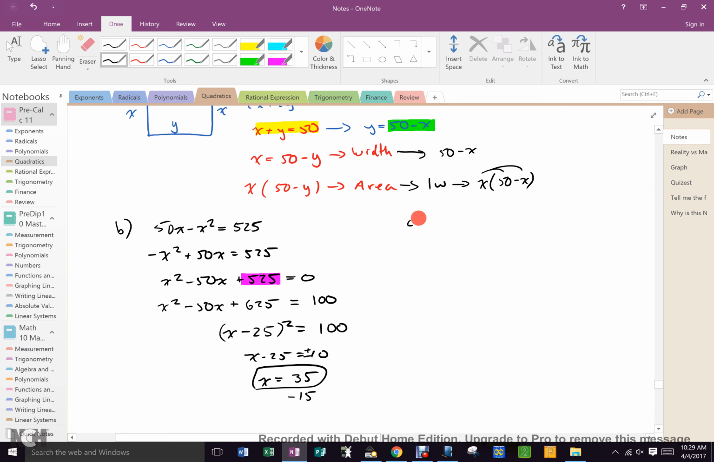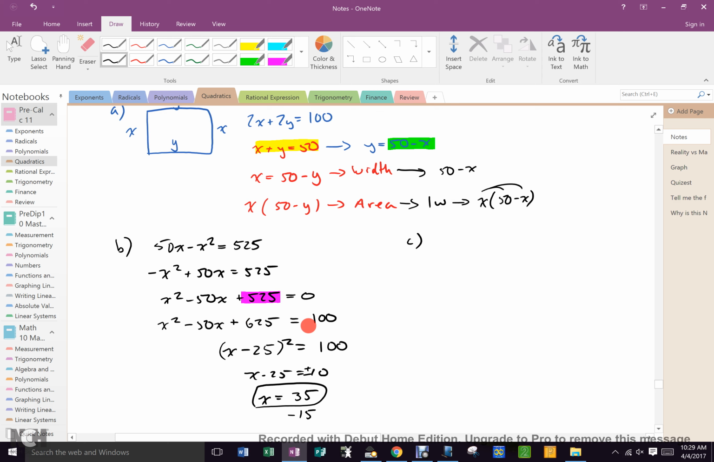All right. And now C. What does C say to do? Find the maximum area, which means what? The maximum, which is a vertex, yes? How do I find the vertex? I've got vertex form here, don't I? Or what can I do from here?